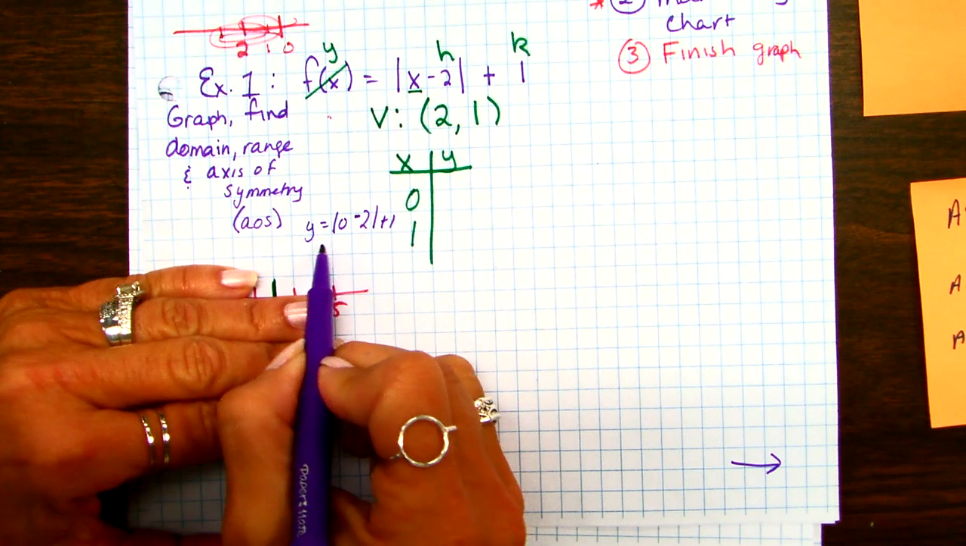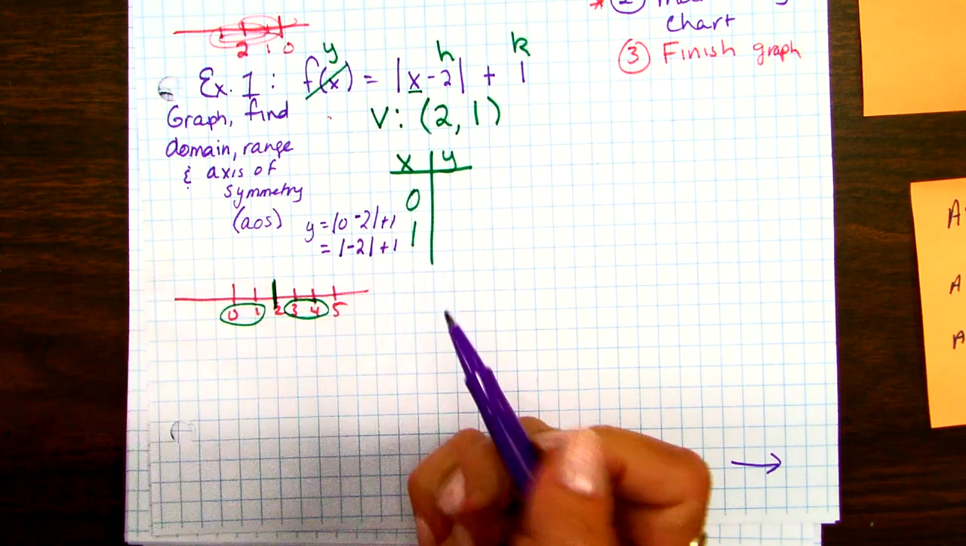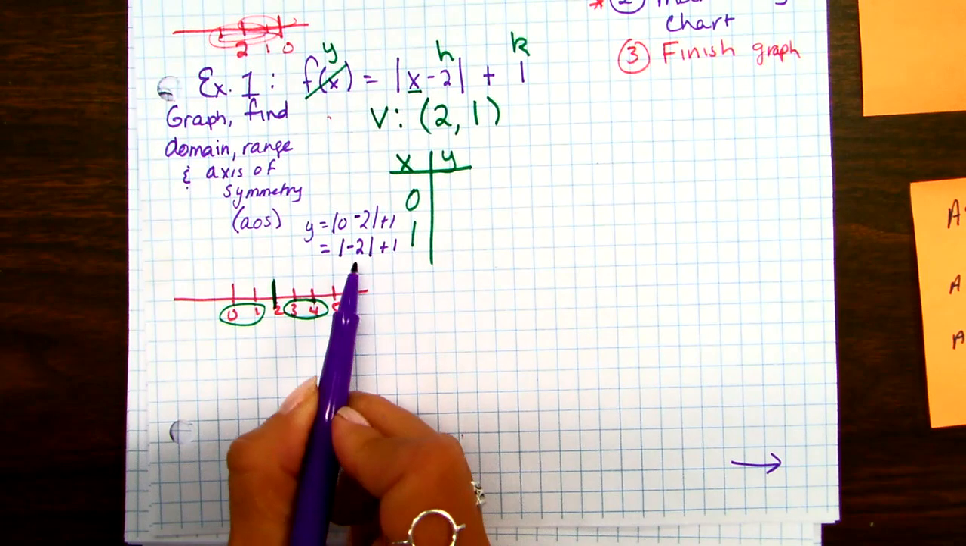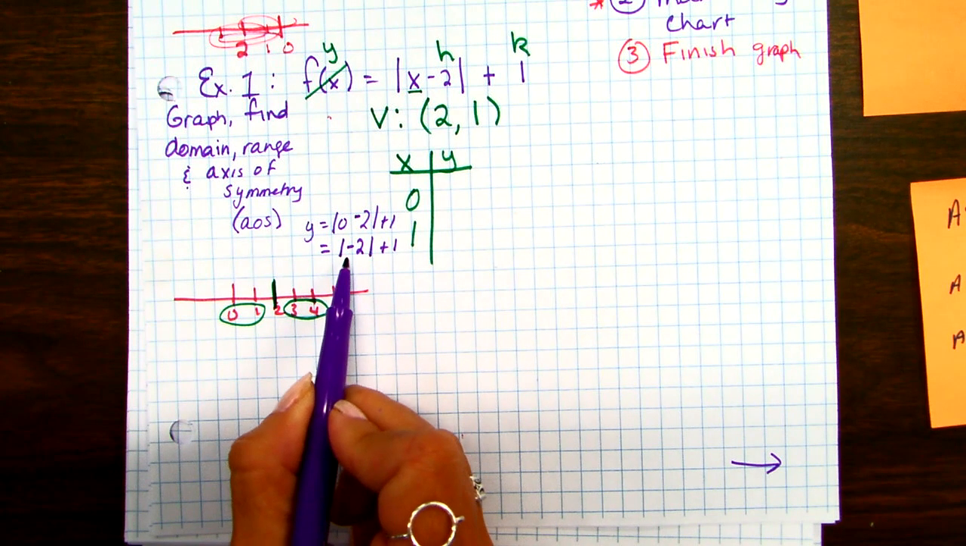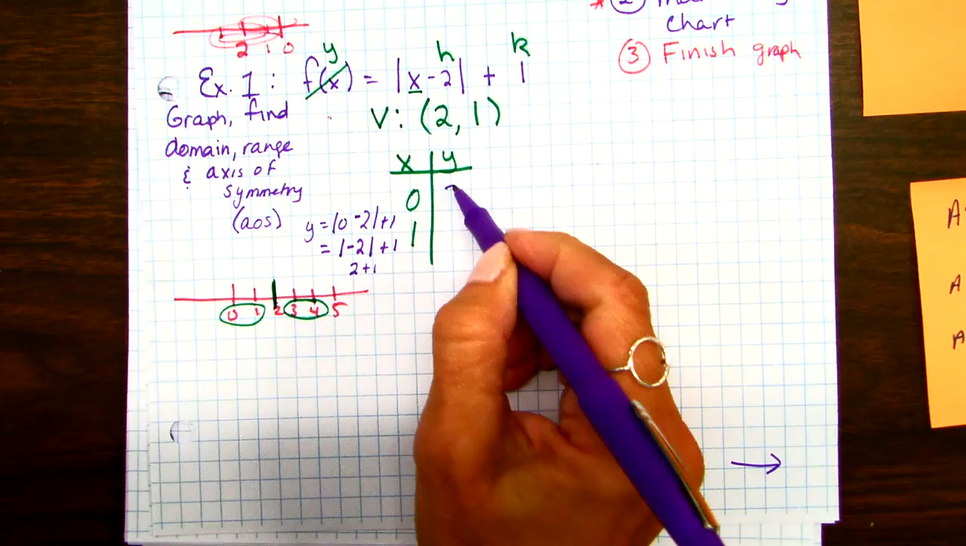0 minus 2 is negative 2. Okay, plus 1. And absolute value means always positive. So the absolute value of negative 2 is 2, and 2 plus 1 is 3.